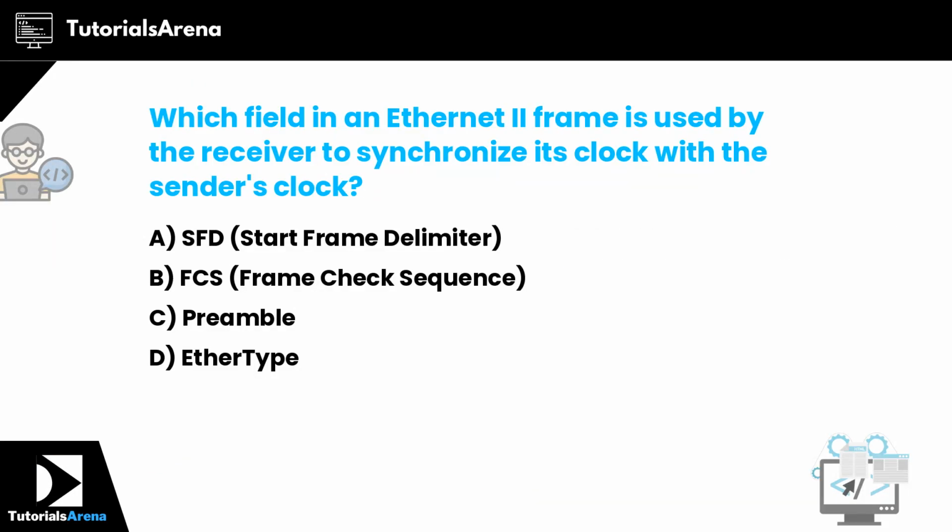Which field in an Ethernet 2 frame is used by the receiver to synchronize its clock with the sender's clock? The correct answer is option C, preamble.